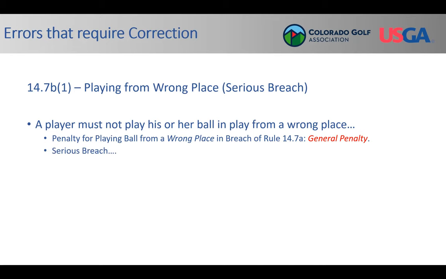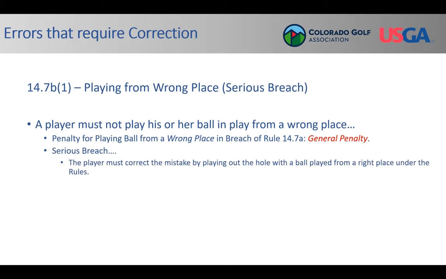If it was a serious breach, we have to correct that mistake by playing out the hole with a ball played from the right place under the rules. A lot of the time with wrong place, serious breach, someone is usually taking relief, and they're either taking relief in the wrong spot, or they're dropping outside the relief area to get to a wrong place.